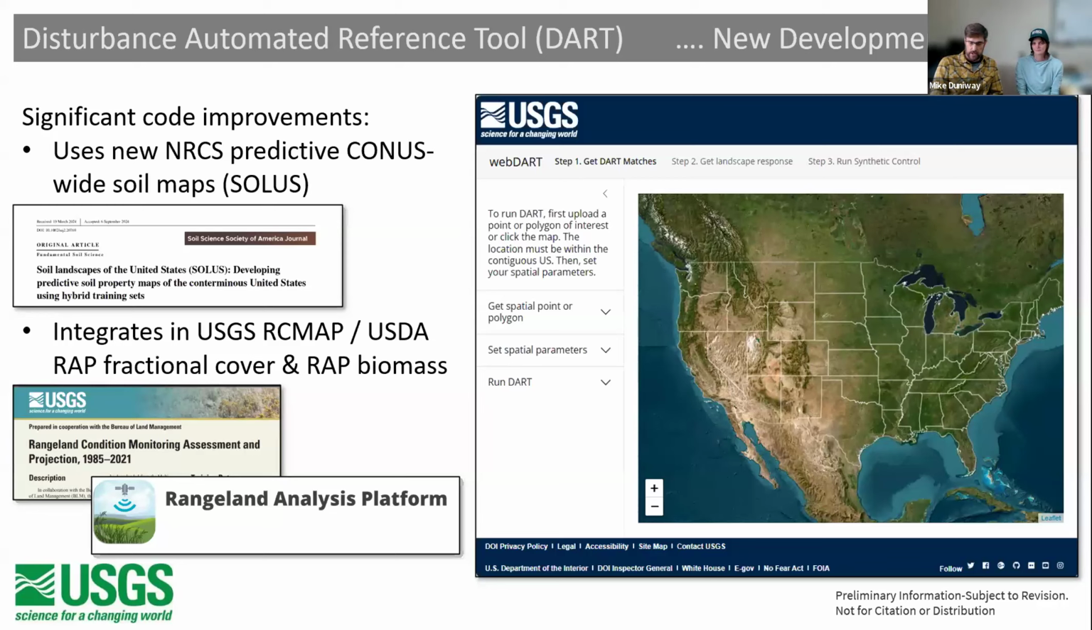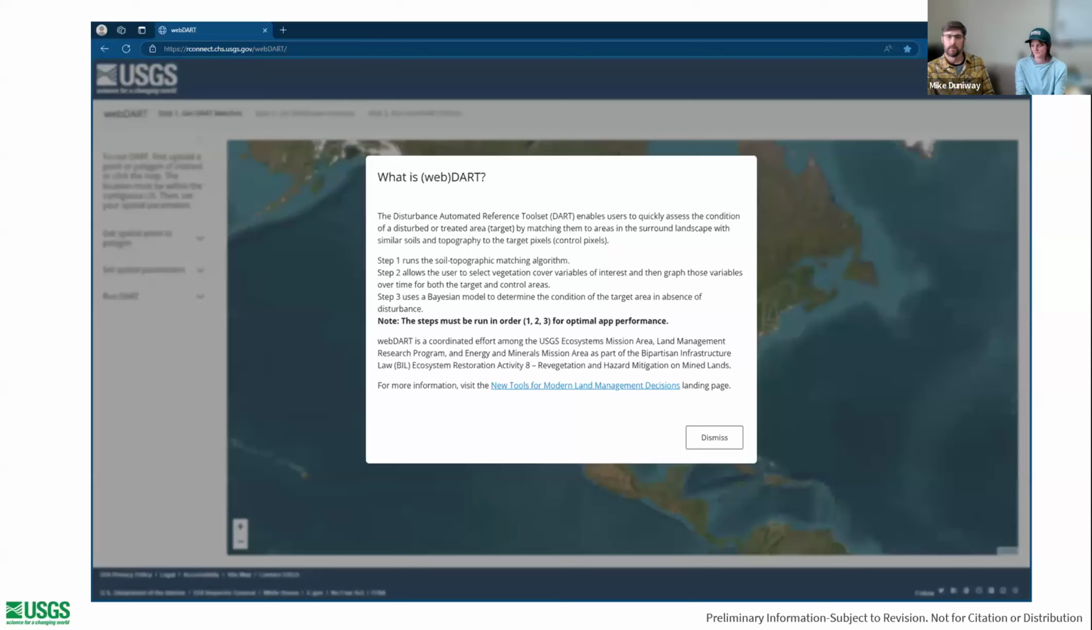And then we're also able to pull into the web application and the code the RCMAP products that Matthew Rigge talked about. This is the previous version, not the new version that's coming out, and that's with help from Michelle Jeffries at Fresk, who helped us with that connection. And then we can also pull in the USDA Rangeland Analysis Platform data and biomass data from the RAP tool, working with the USDA. And with this, I'm going to pass it off to Gayle to walk you through the functionality of the WebDart tool.